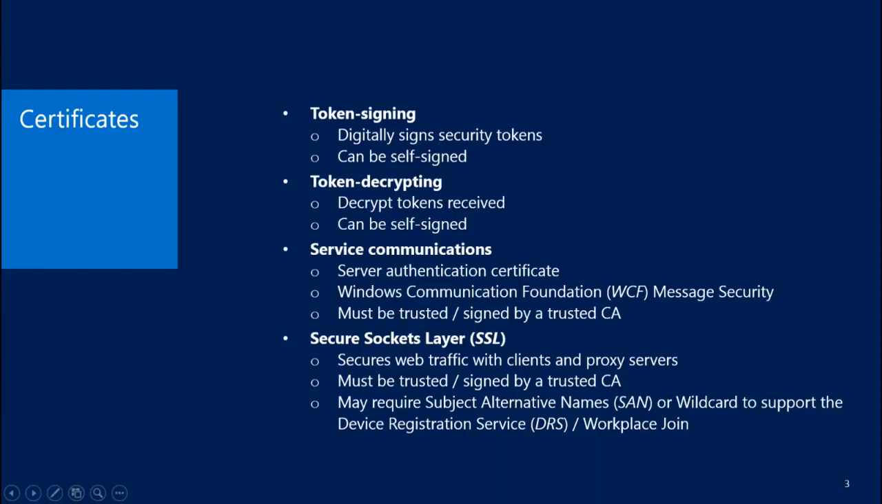Finally, we have the Secure Sockets Layer, or SSL, certificate. This is used to secure web traffic with clients and proxy servers. It must be issued and signed by a trusted CA, and in production environments you're going to want that to be a third-party CA. If you are going to use the device registration service to support Workplace Join, you may need to use subject alternative names or wildcards to support that.